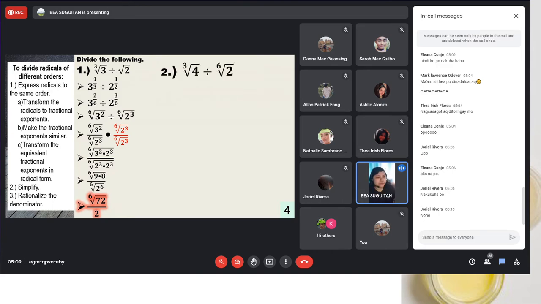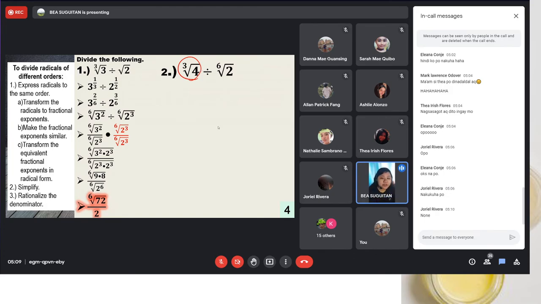We have cube root of 4 divided by 6th root of 2. So, obviously, meron tayong magkaibang indices or orders. So, once again, with step 1A, we have to transform that into fractional exponents. Si cube root of 4, ano ang fractional exponents nito? If we are going to transform that into exponential form, what would be the exponential form of cube root of 4?